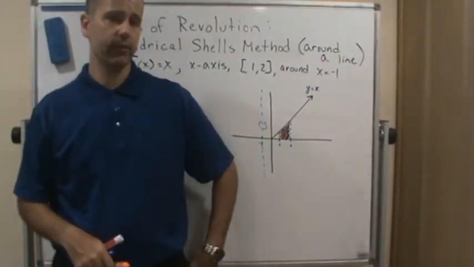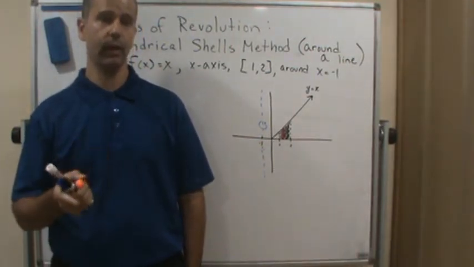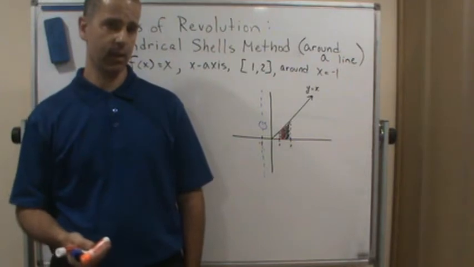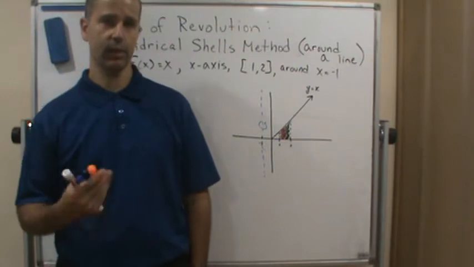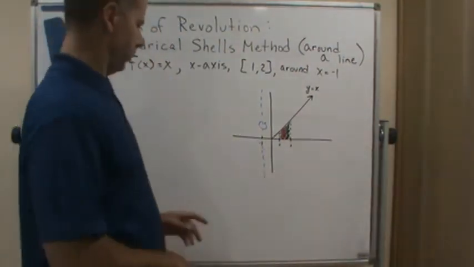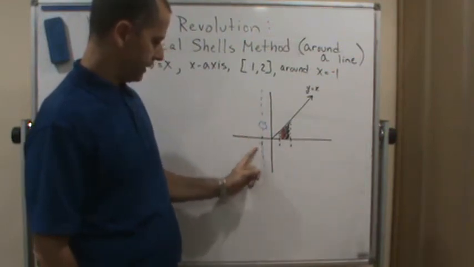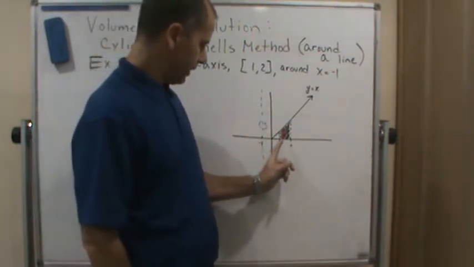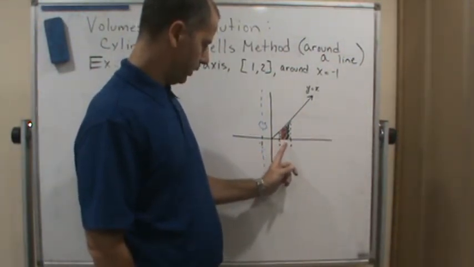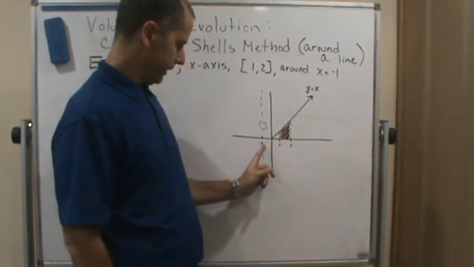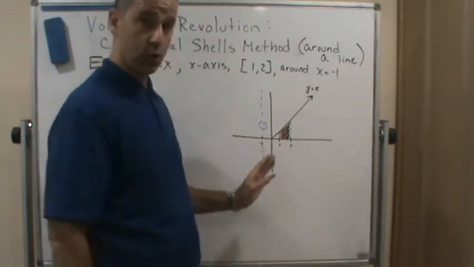Okay, in this video we're going to talk about using the cylindrical shell method, but rotating around an axis of rotation other than the y-axis or the x-axis. So let's do an example. In this example, the axis of rotation is going to be at x equals -1. So instead of rotating around the x-axis or the y-axis, we're going to rotate it around the axis x equals -1. So we're adding to our radius.